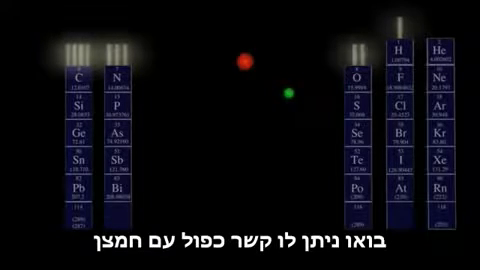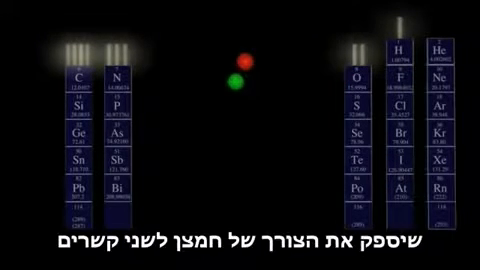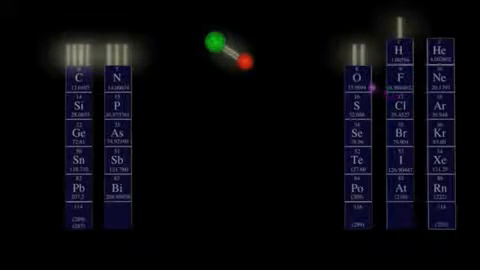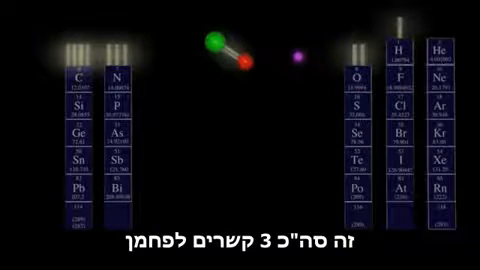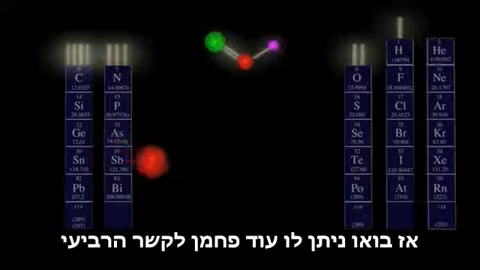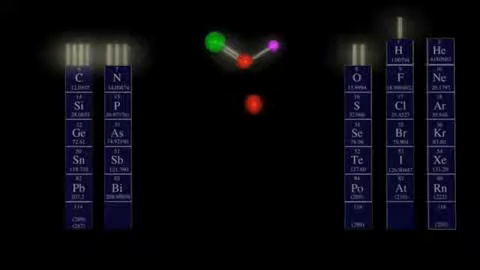Let's give it a double bond with oxygen, satisfying oxygen's desire for two bonds. And let's give it one hydrogen. That's a total of 3 bonds for carbon. It still wants another. So let's give it another carbon for its 4th bond.